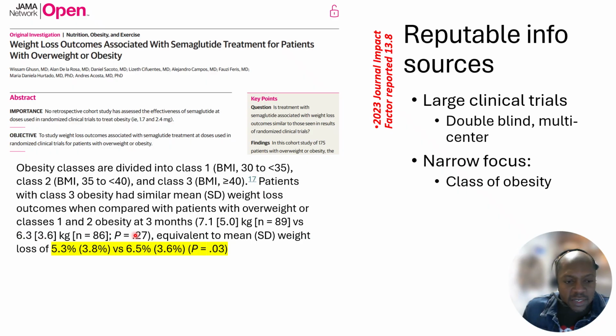Again, there's no statistical difference, p-value 0.27, but the mean weight loss is 5.3% in those who are class 3, versus 6.5% in those who are class 1 or class 2. So again, this tells me, and this is statistically significant, p equal to 0.03, that it conforms to what we saw in the previous figure from the paper in Nature Medicine. And this tells me that the greatest relative improvement in weight is much less in those who are really obese.